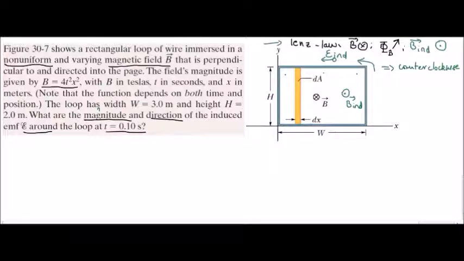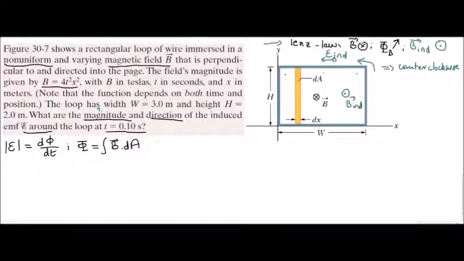What about the magnitude? Well, as usual, we will use Faraday's law. EMF equals the number of loops, we have just one, so that's 1, times d phi over dt. Now what is the flux? Well, we have a non-uniform field, so the flux is the integral of B dA. B we know.